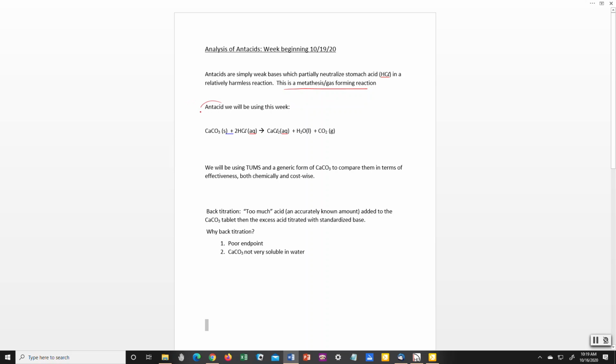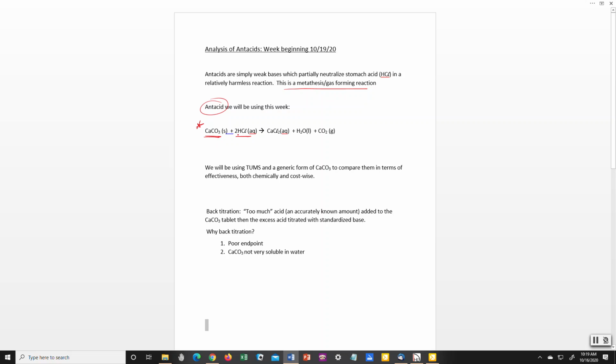The antacid we're going to be studying is calcium carbonate. Calcium carbonate is the active ingredient in Tums and other generic forms of the same type of antacid. So the reaction in which Tums or calcium carbonate effectively neutralizes some of the acid is right here. So we have calcium carbonate and two hydrochloric acids. This is actually what stomach acid is.